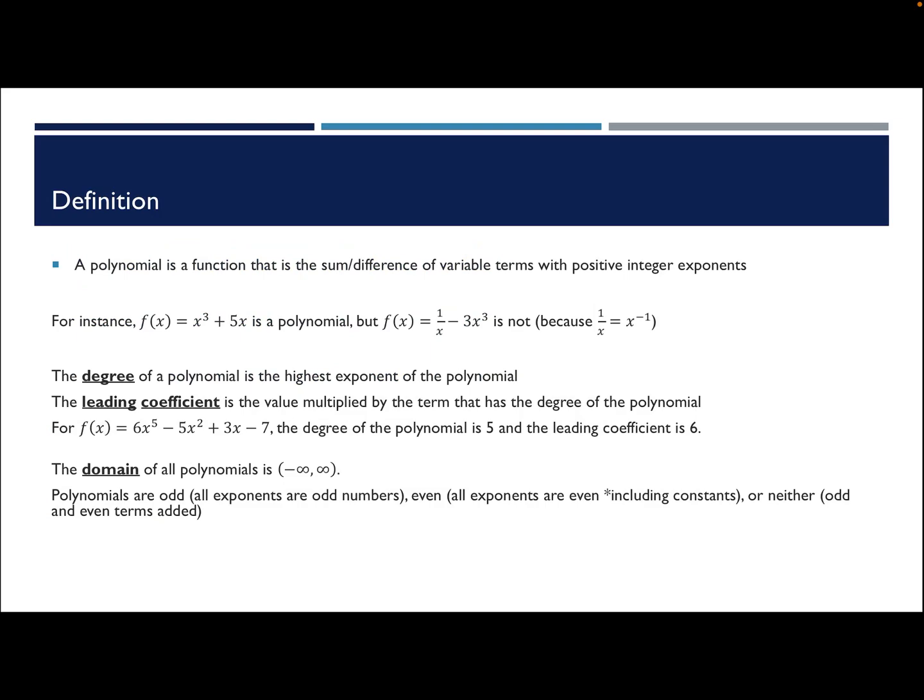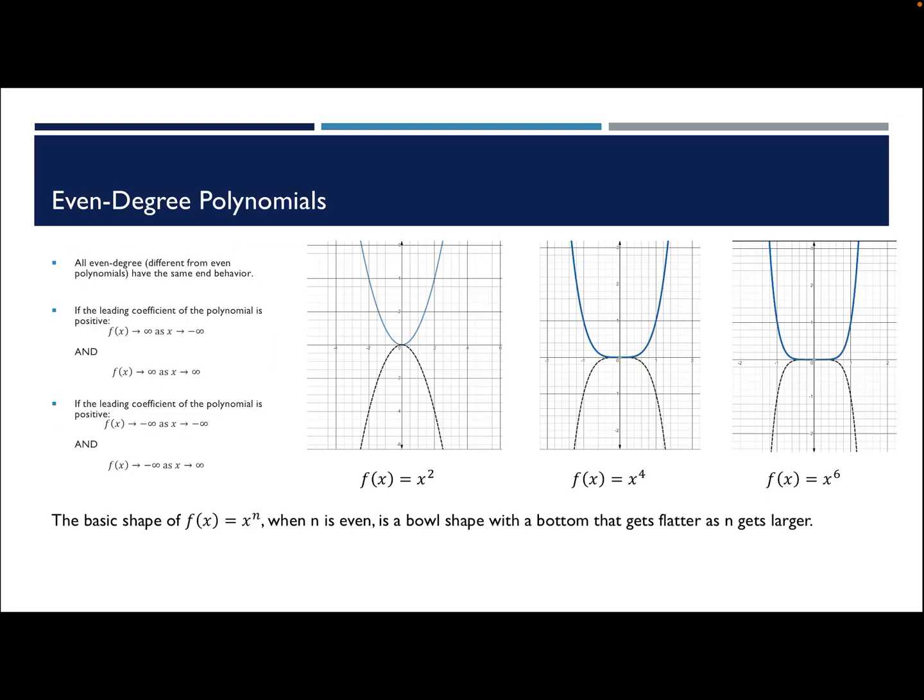The domain of all polynomials is negative infinity to infinity, and we'll talk more about odd, even, and neither functions in another lesson, but just those characteristics are what you should know for right now.